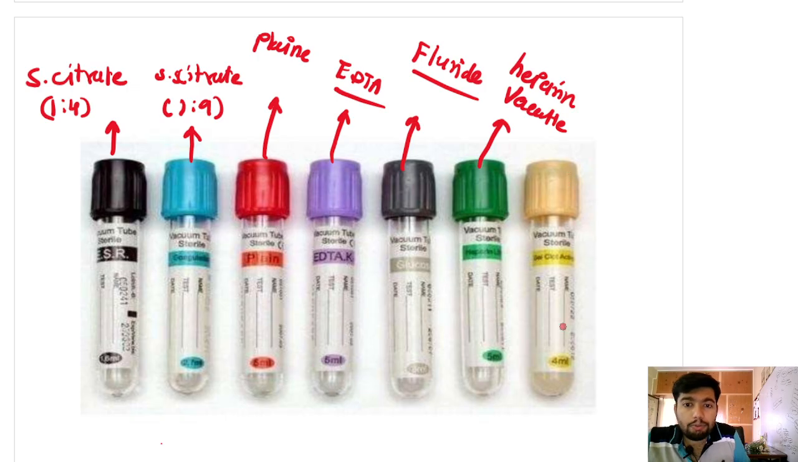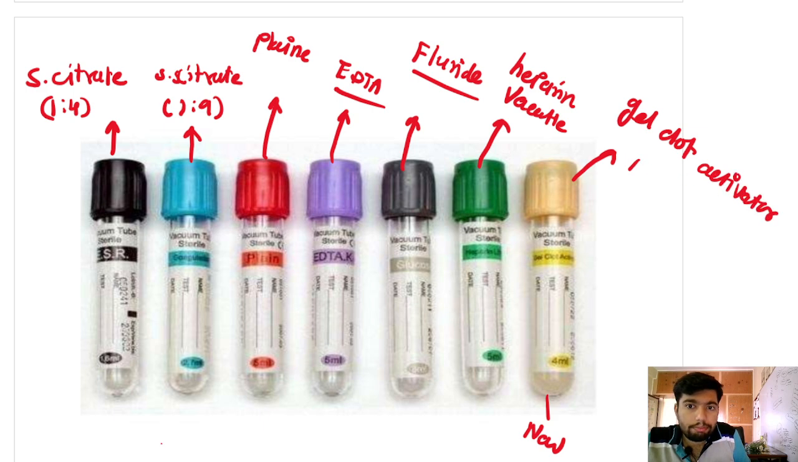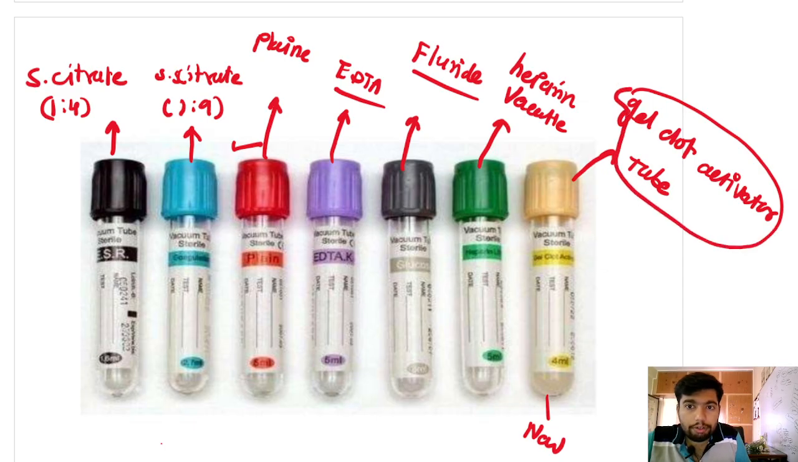And this is a new one. This is called gel clot activator tube. Okay, this is yellow colored. This is same as whatever test to be done in plain vacuum, that all tests will be done on gel clot activator tube. What is the advantage of gel clot activator tube?